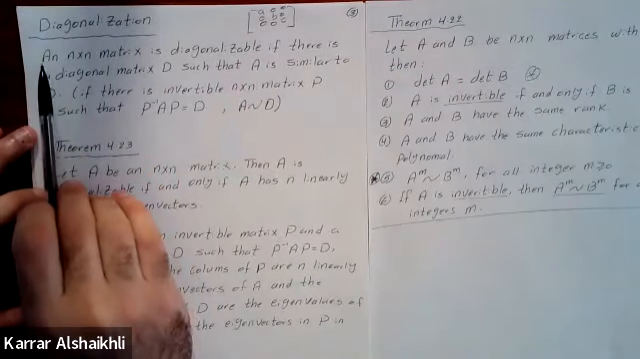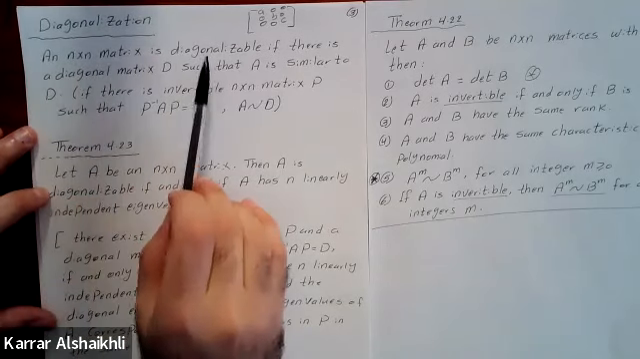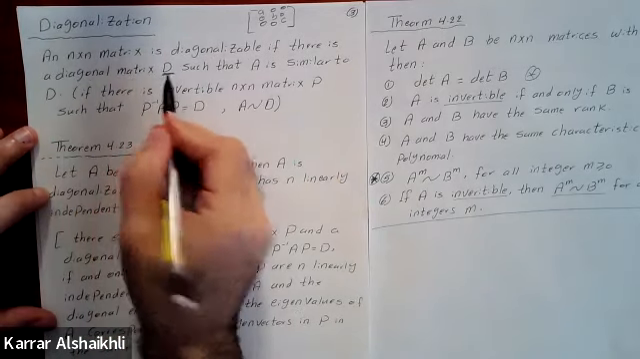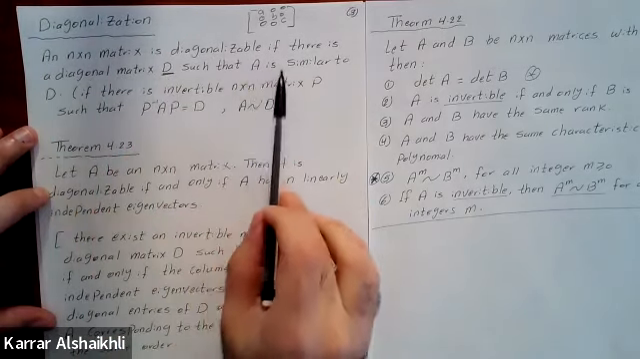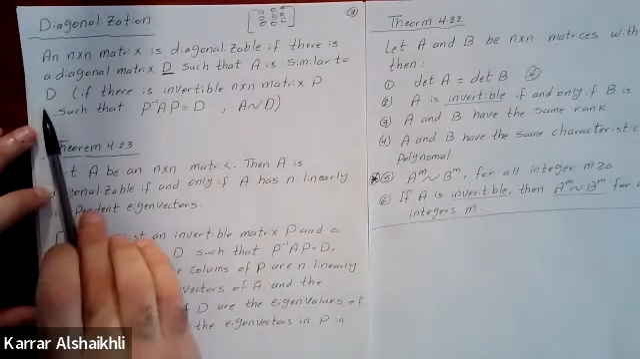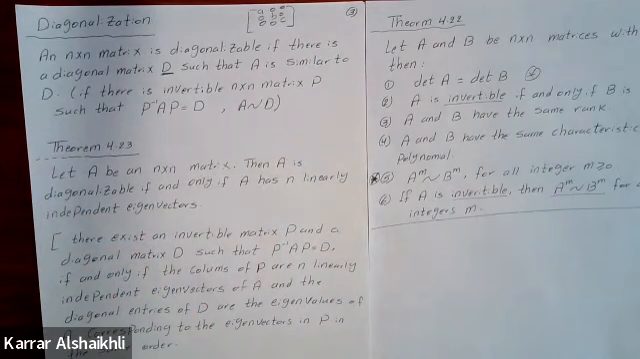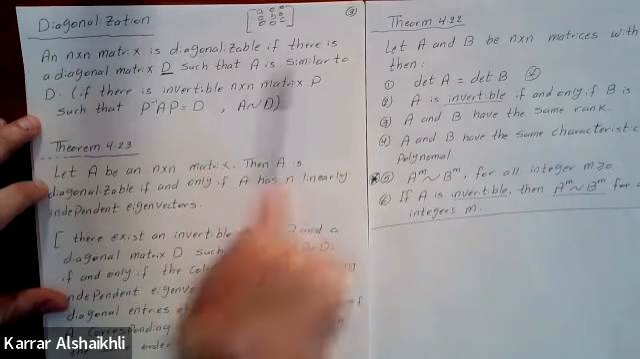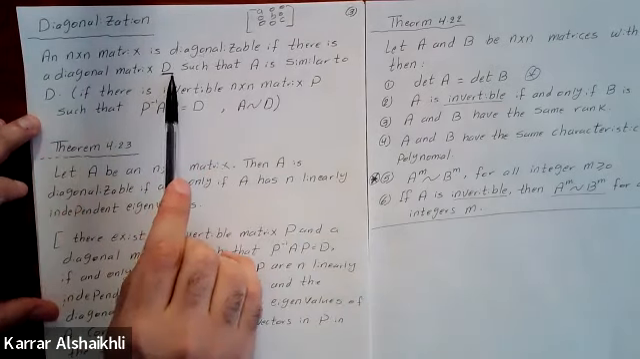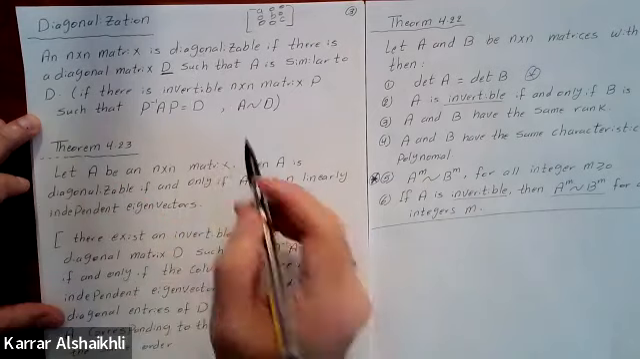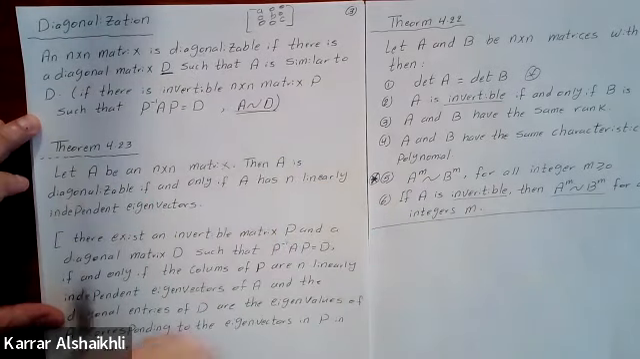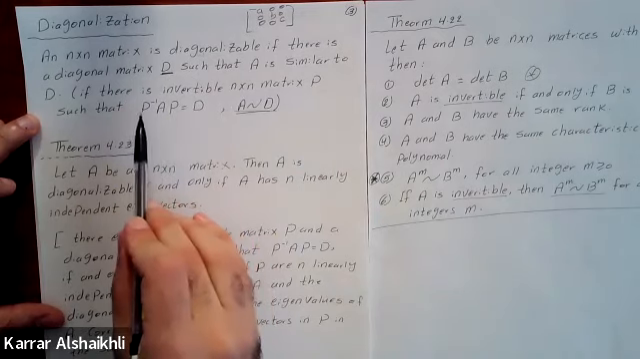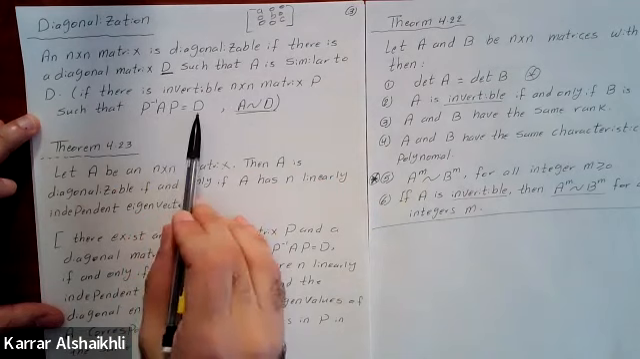Diagonalization: an n times n matrix A is diagonalizable if there is a diagonal matrix D such that A is similar to this matrix. See, we go back to the similarity. How are we going to find the diagonalization? If there's a matrix D such that A is similar to D, that means we need to find a matrix P, so that P inverse times A times P is equal to D.